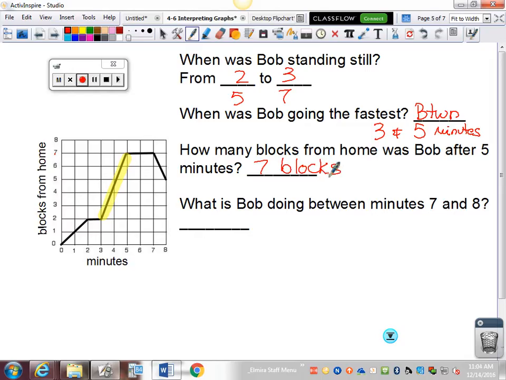What is Bob doing between 7 and 8? So the part of the graph we're looking at here is 7 to 8. Well, the graph is going down. He's not going downhill. In fact, I'm going to talk about the words uphill and downhill because they are put on your homework to trick you. So what is he doing? Well, what's going down is the blocks from home. So he's 7 blocks from home here. He's 5 blocks from home here. So between minutes 7 and 8, he is walking home.